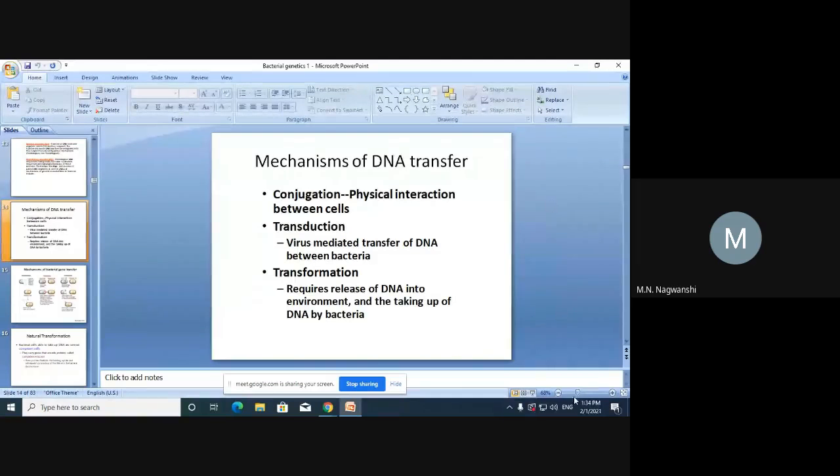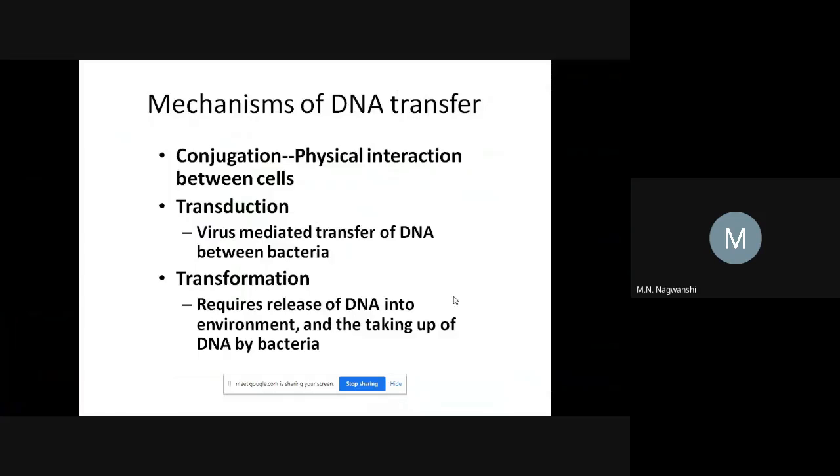In which we are studying the mechanism of foreign DNA transfer in the bacteria. There are basically three basic mechanisms.